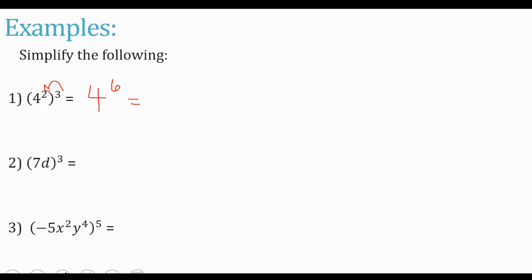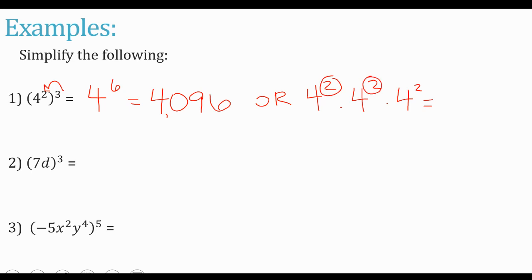We can raise it to the 6th power. That's going to give us 4,096. Say we didn't want to do that and we wanted to write this out 3 times for some reason. We could have written 4 squared 3 times. So 4 squared times 4 squared times 4 squared, which in this case you have to add your exponents. You would get 4 to the 6th, which would give you that 4,096.